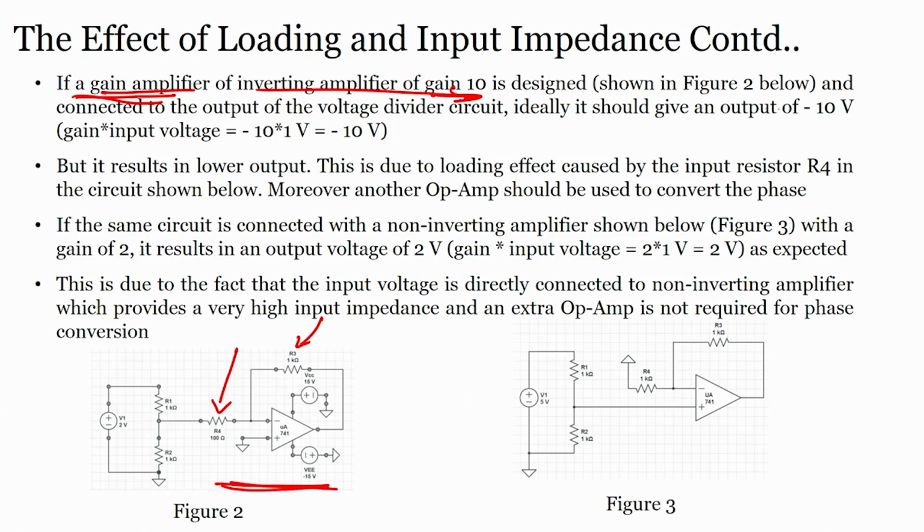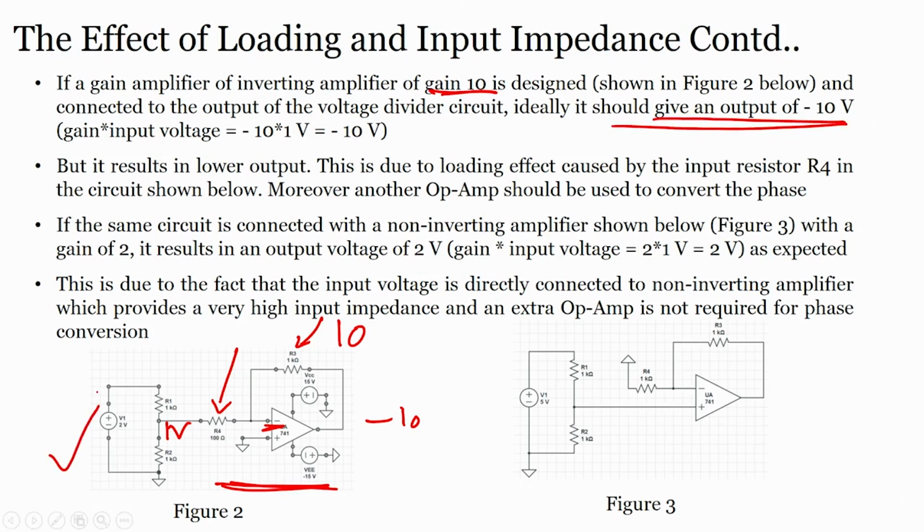Ideally, it should give an output of minus 10, correct, because the output of the voltage divider circuit is 1 volt, and 10 is the gain. This is an inverting amplifier, so the output would be minus 10 because the input voltage is 1 volt, right. If you use an inverting amplifier with a gain of 10, then the output would be minus 10 if it is connected to the potential divider as shown here. Easy. Now, let us go to the next section.